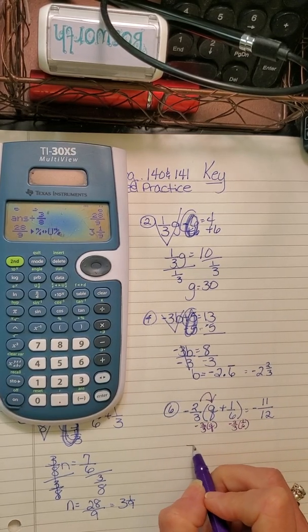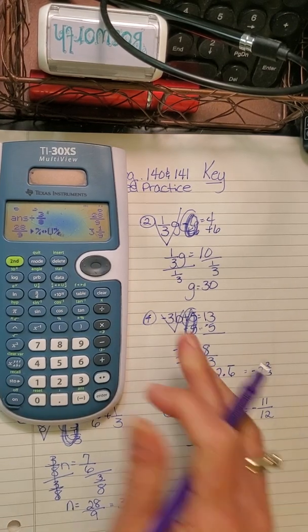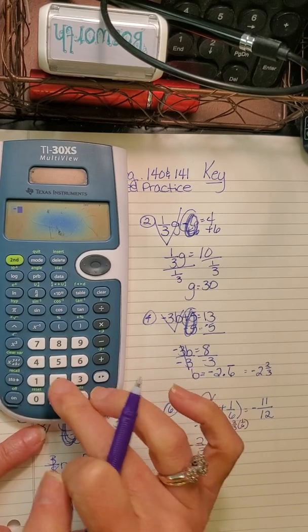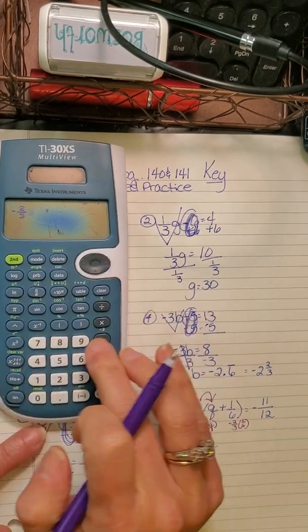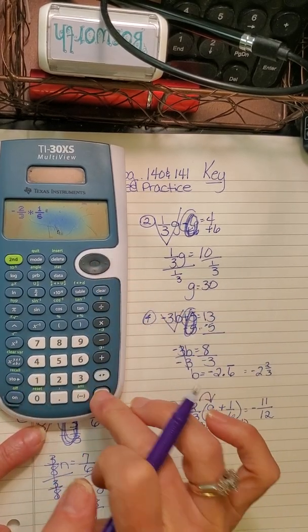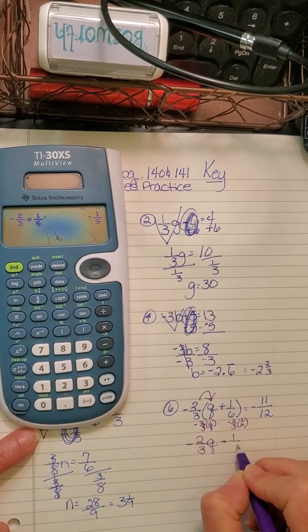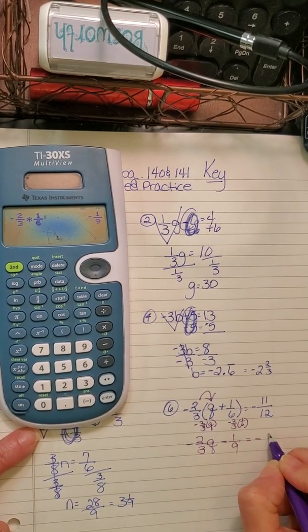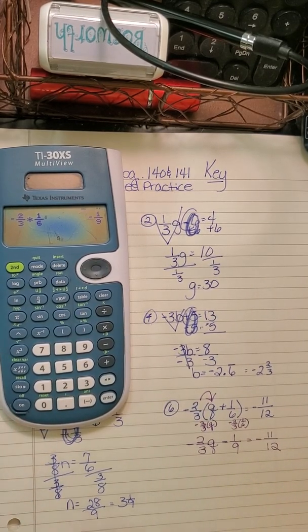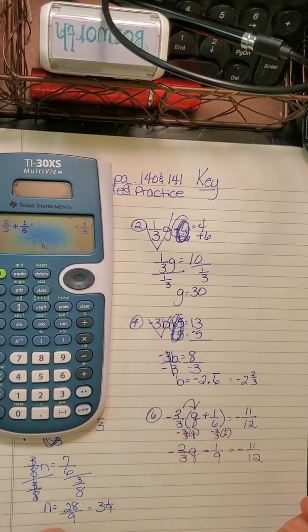So this is going to give me a -2/3 Q, and then I'm going to put in -2/3 times 1/6, and I get a -1/9 equals a -11/12. 2/3 times 1/6. Okay, -2/3.